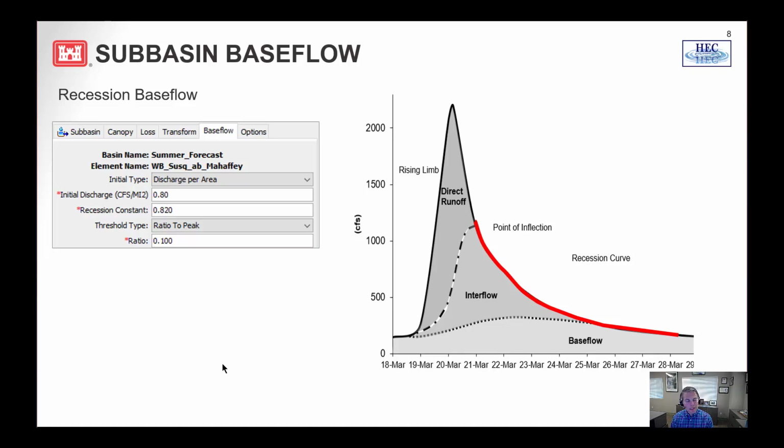All right, the next topic, base flow. Most SWMS watersheds probably have the recession base flow method defined. This is a pretty simple method. It does not conserve mass, so you have to watch out for this one.